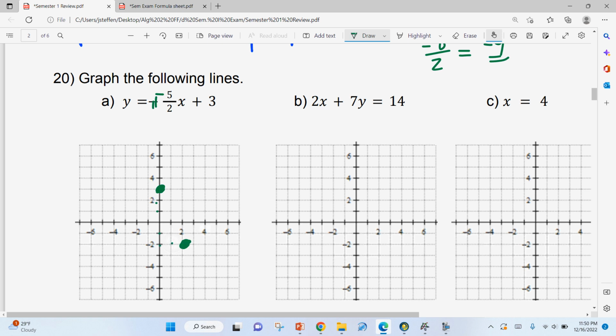Remember, you could do the opposite. Instead of down and to the right, you could go up and to the left. 1, 2, 3, 4, 5, and then to the left, 2. You don't have to, but it's an option. And that gives you this line.